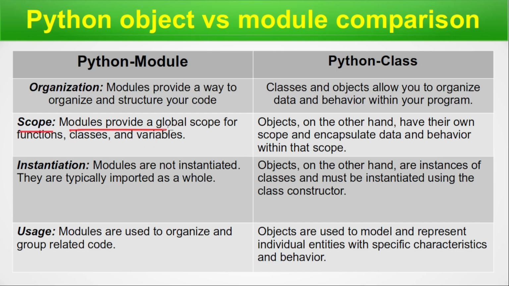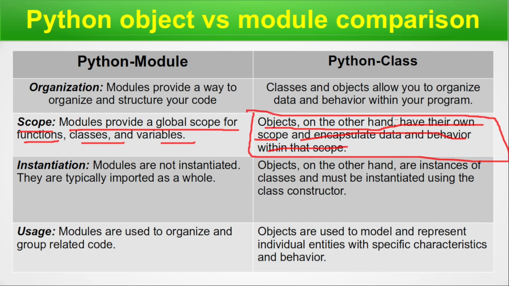Scope. Modules provide a global scope for functions, classes, and variables. Objects, on the other hand, have their own scope and encapsulate the data and behavior within that scope. So this is strong data protection. You can see that a module can have either global or local scope, but for the object and class, the data is much more secured and is handled in a much stricter manner.